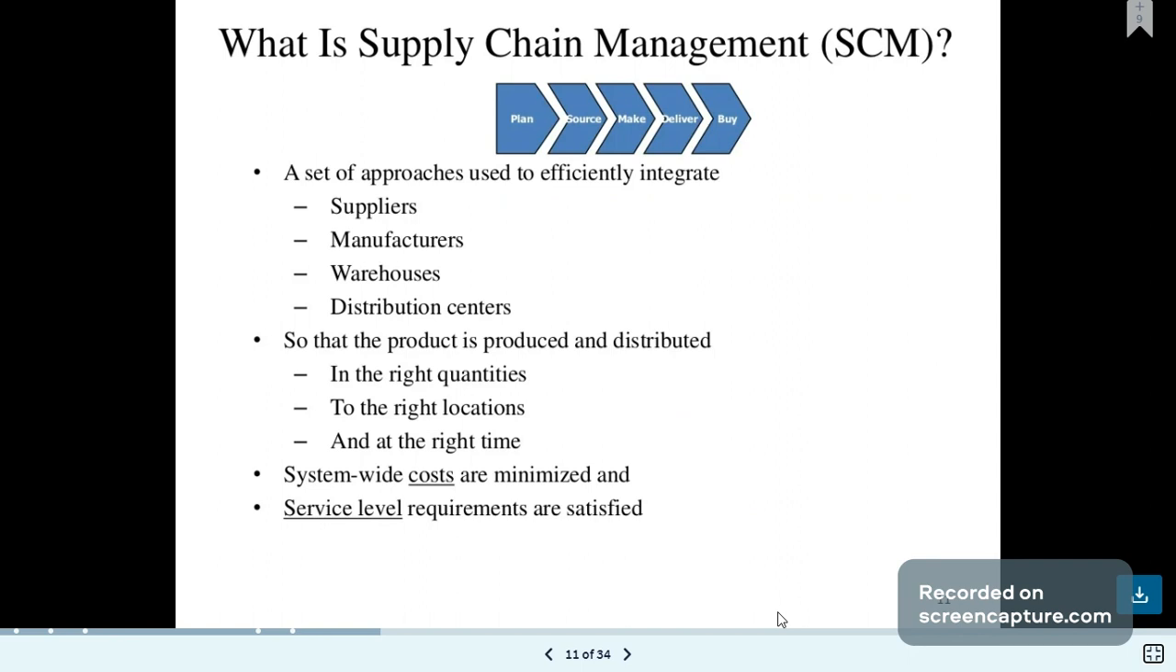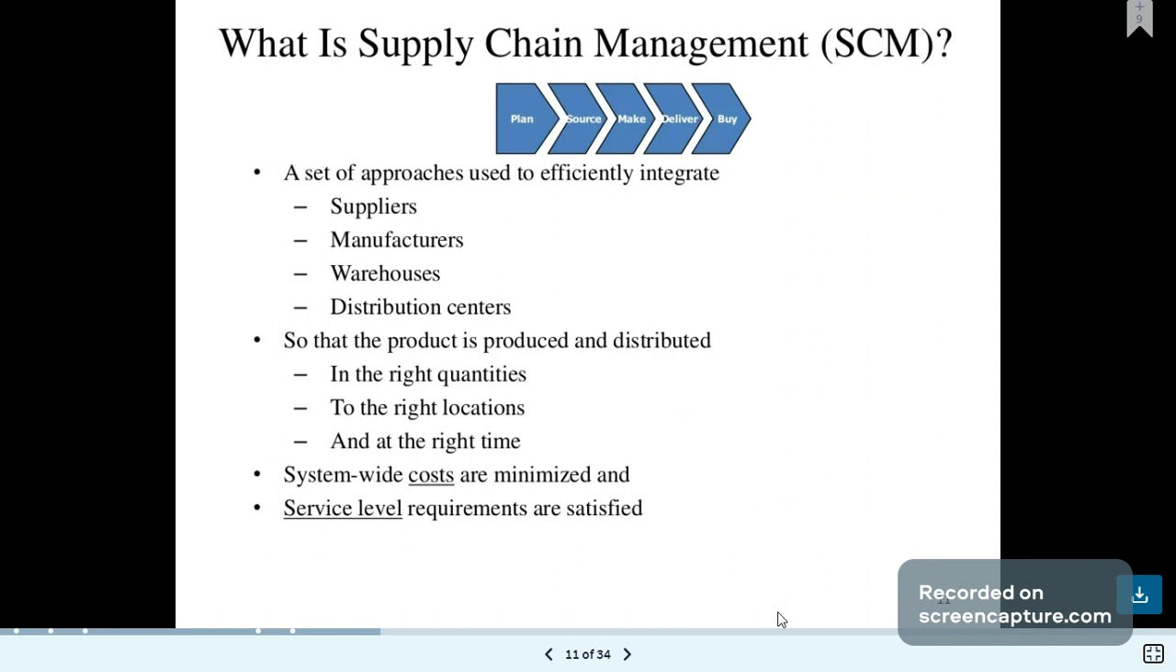SCM starts from the plan. After that, it goes to the source. After that, it goes to buy, make, deliver. Okay, if we have taken any plan, we need to create a source for that. After that, we need to make that product, and after completing the product, we need to deliver that product to the buyer.